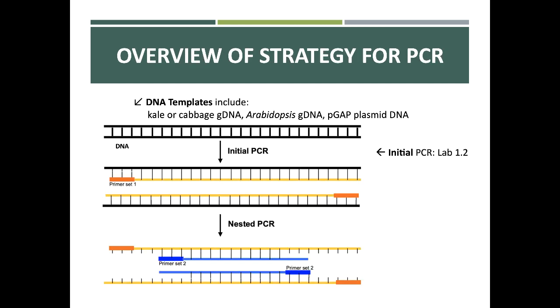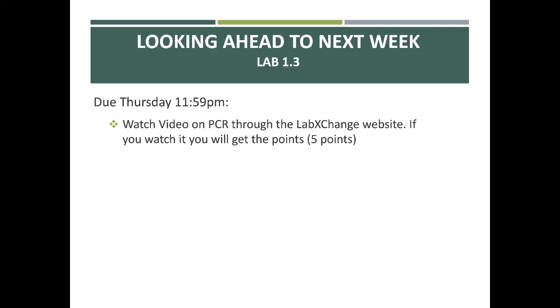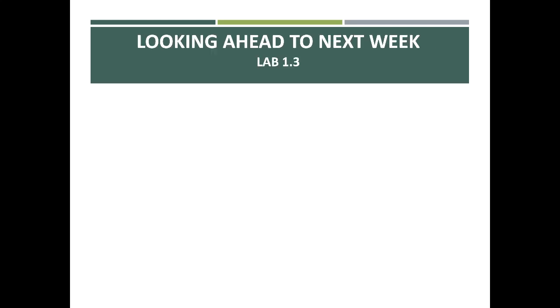Okay, so this lab period, we're doing the initial PCR, which is going to isolate and amplify the gene. For the next lab, we're going to learn about something called nested PCR. And this is a way just to increase the specificity for the gene we're looking for. And we'll talk more about that in the manual for our next lab time. All right, that's all I want to say for this particular lab.